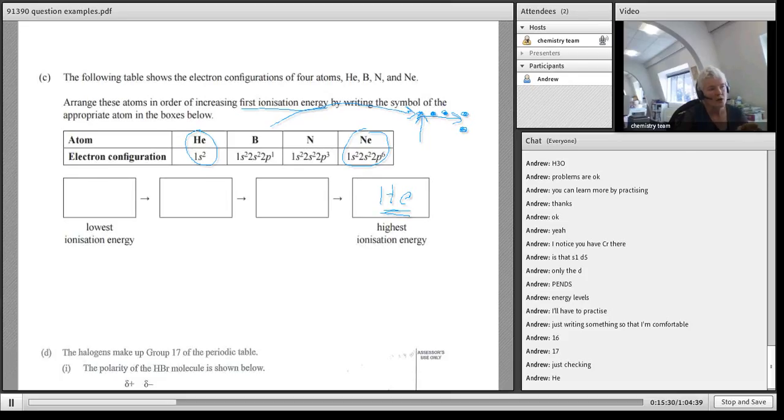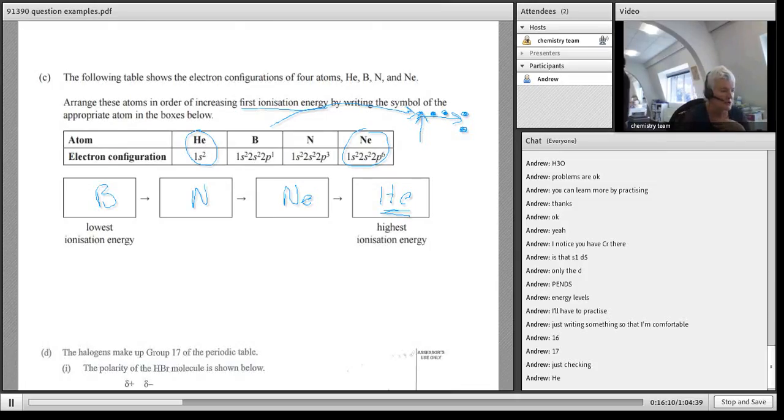Obviously, your boron is going to be lower than your nitrogen. So you could go boron, then nitrogen, and then your neon. And you would then have to argue which ones, why you place them like this. So that would be one version. Okay.